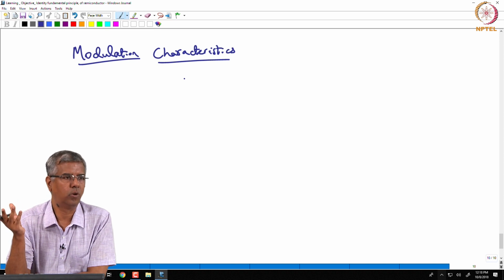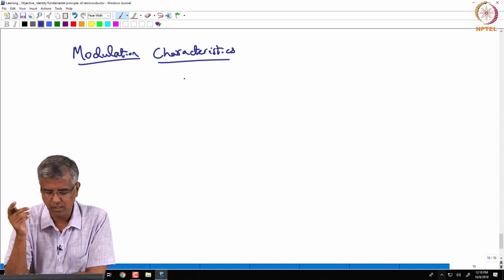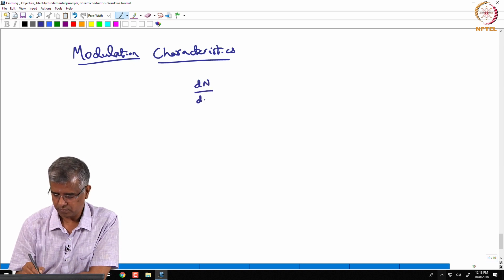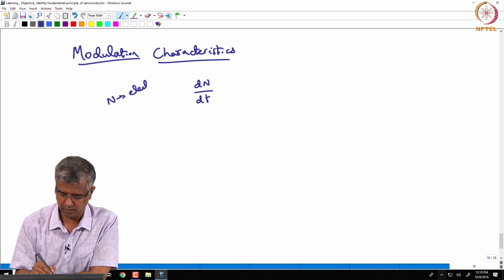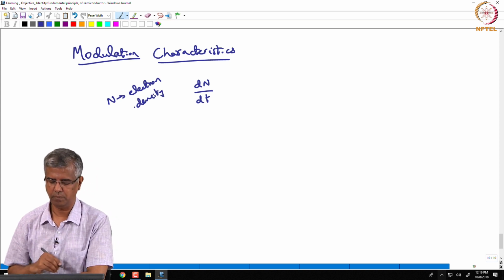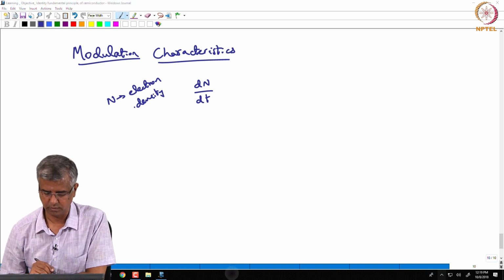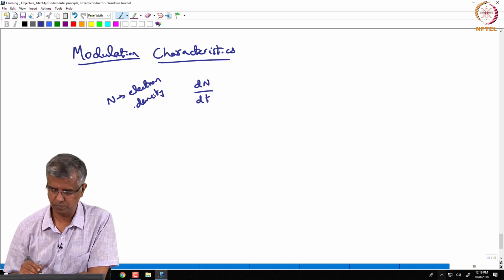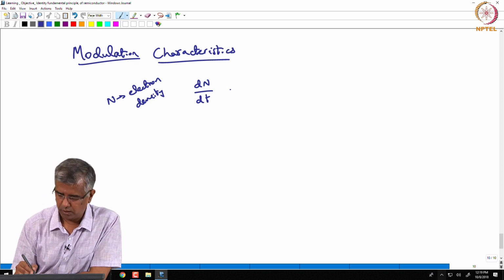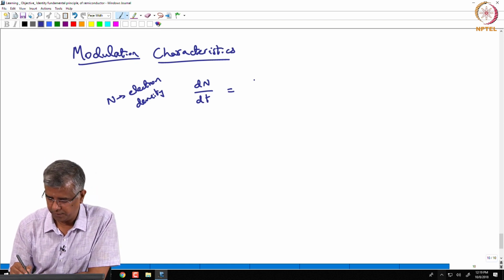Electron and hole number densities, right. So, I can write a rate equation with respect to that: dN over dt, where N corresponds to the electron density, right, per unit volume, which is typically expressed in terms of centimeter cube. So, this I can track.